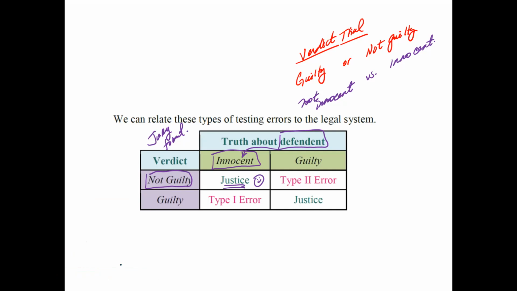But on the opposite of that, if you are indeed innocent, but for some reason the jury found you guilty, that is a type 1 error. Okay, that is a type 1 error. So you're found guilty when in fact you are innocent.